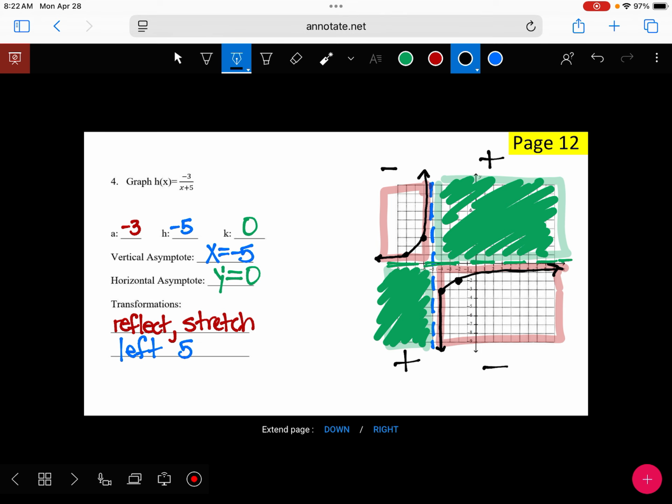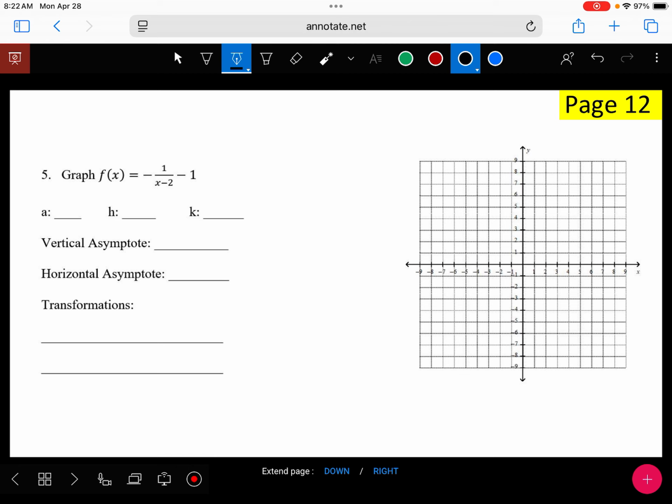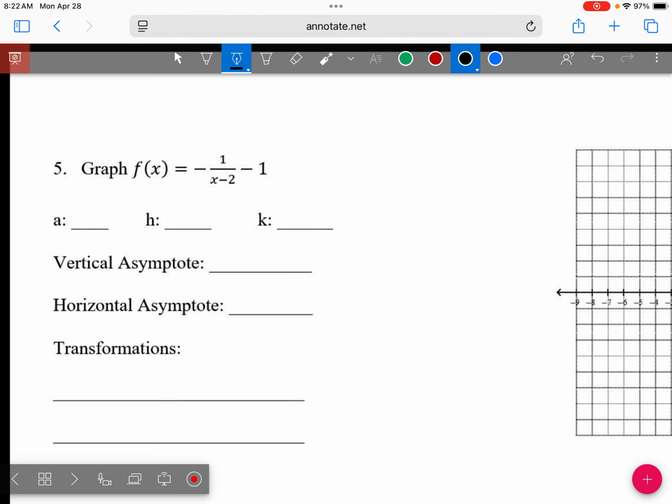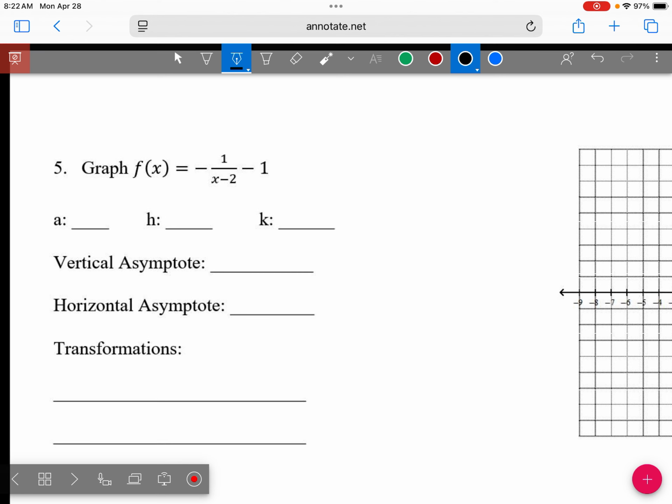Any questions about how we graphed that first example? All right, let's go to the next one. So notice that the negative is in front. I'm actually going to move that negative up, because if you see a negative, that negative is for A. So I'm going to erase that and move it up. That negative is really moving up here. So that means that A is -1, which is going to make this graph reflect.